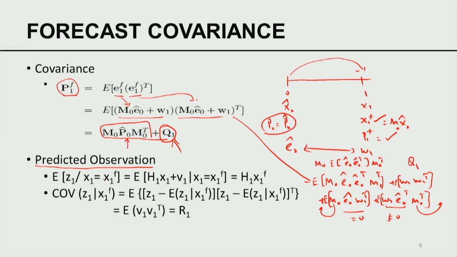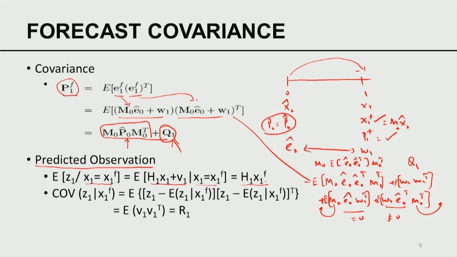Z1 is already given to you by Mother Nature. But I'm interested in the conditional expected value of Z1 given X1 is equal to XF. That's my conditioning knowledge. I would like to get Z1 from the model as H1 X1 plus V1, given X1 is equal to X1F. This is again the conditional expectation of the linear operator. The conditional expectation of V1 given X1 is 0. Therefore, the model predicted observation is H1 X1F.